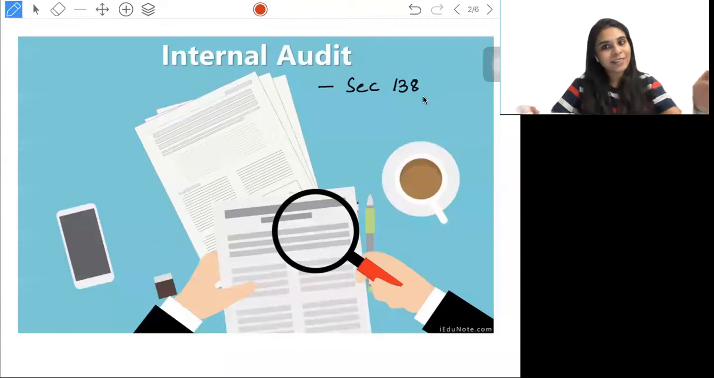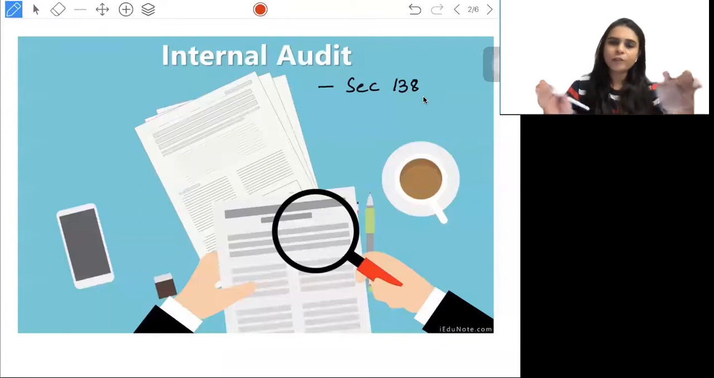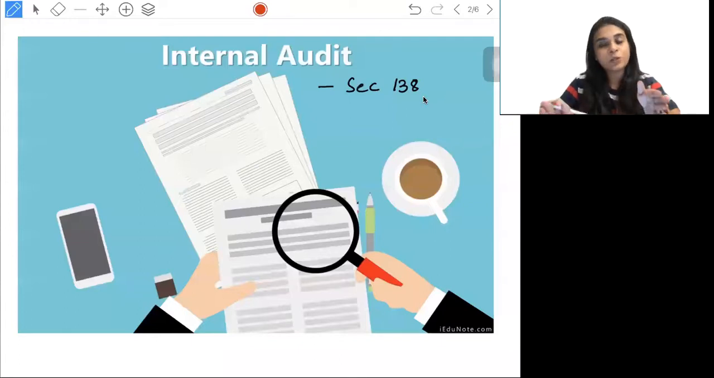This is CA Sneha Challa, and in this video we will be covering section 138 of Companies Act 2013. So before we start, let's understand what is this internal auditing.